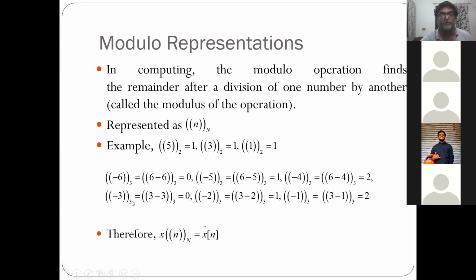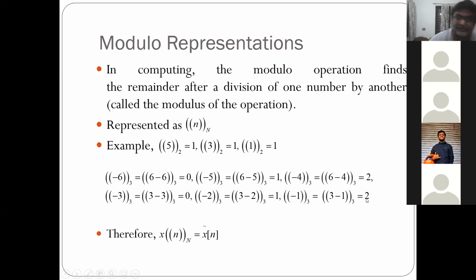So minus 6 modulo 3 is computed as 6 minus 6 modulo 3. And minus 3 modulo 3 is computed as 3 minus 3 modulo 3, which is equal to 0. So the remainder is 0. And minus 5 modulo 3 is 6 minus 5 modulo 3, which is equal to 1. And minus 4 modulo 3 is 6 minus 4 modulo 3, which is equal to 2, the same as minus 1 modulo 3, which is 3 minus 1 modulo 3, equal to 2.